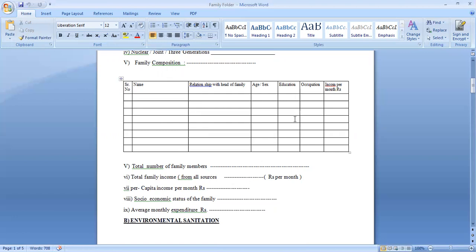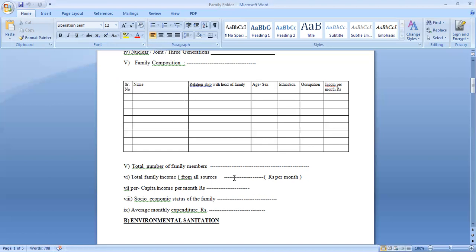Maybe a person is doing some job somewhere, and he is also having some agricultural land. Or he may be getting rent income from some houses which he owns, and like this, there will be multiple sources. So here you have to sum up all the sources of income and the money received from these sources, and write down the total family income of all the family members who are earning, right? Then the per capita income per month.